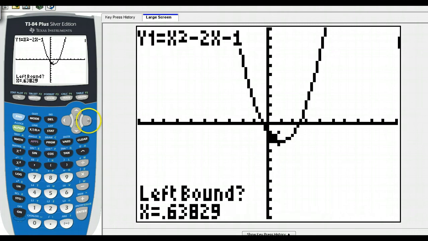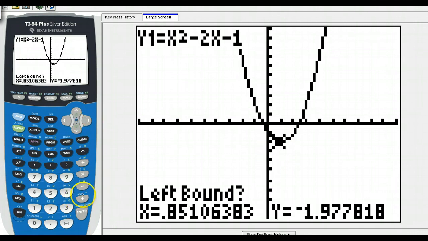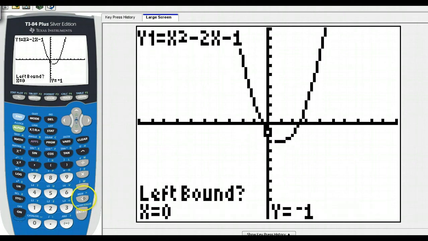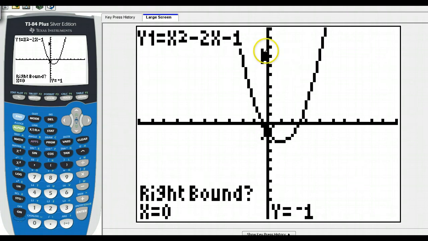So the first thing I like to do is move my cursor pretty much as close to on top of my vertex as possible, and then just follow the directions on the calculator. The first thing is to go left bound. It needs a left bound for that vertex. So you're going to use your left arrow key. Just hit it a couple times to say, yep, this is left of my vertex. See the arrow that just formed up here?